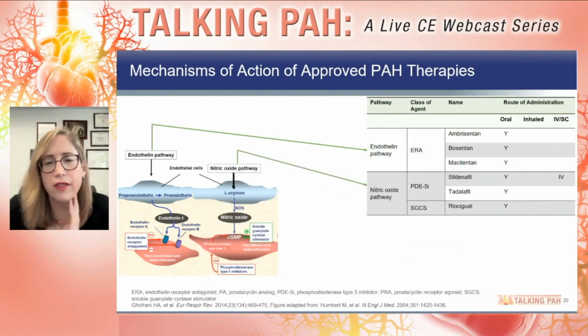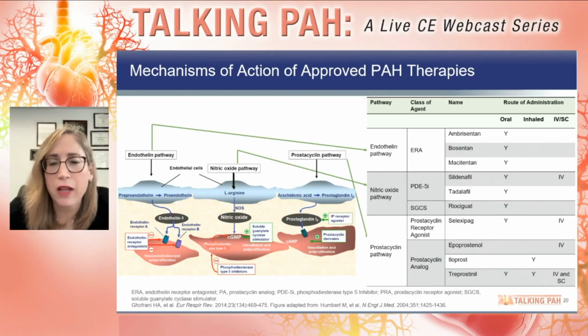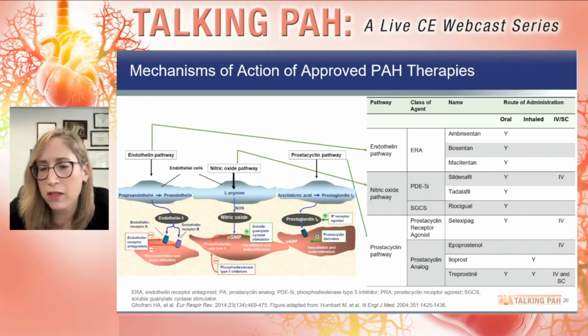Then you have the nitric oxide pathway, which is sildenafil, tadalafil, and riociguat, which is a guanylate cyclase stimulator. And then the prostacyclin pathway, which is selexipag, iloprost, and treprostinil.